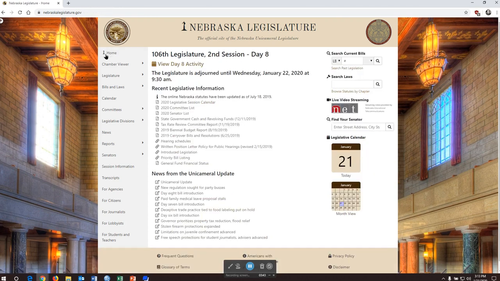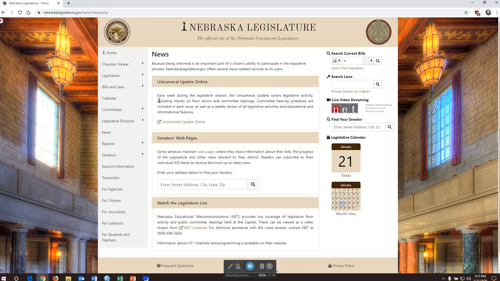A couple of other things that I want to show you as we're moving into this is news. And if you click on the news, you can see the unicameral update online. And unicameral, by the way, for those of you who do not live in Nebraska, and those who do, what you probably realize is that our legislative body is the only one of the 50 states that is a unicameral, a one-body legislature. It's not a House, it's not a Senate, it's the legislature, and the members are called senators, but there's only one body.